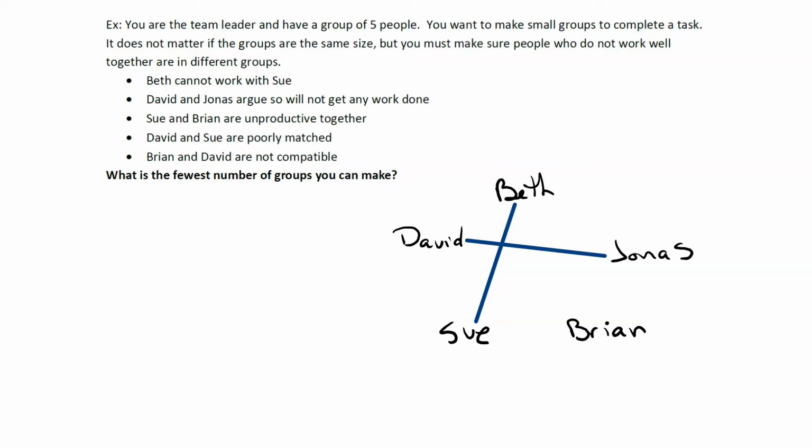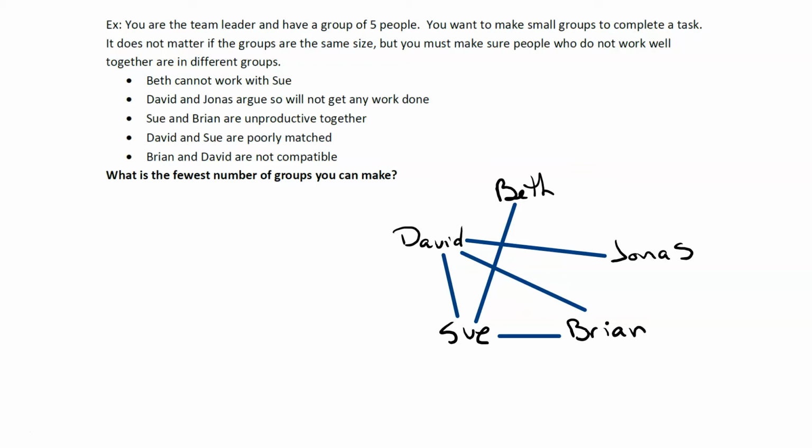Sue and Brian are incompatible. David and Sue also can't work together. And finally, Brian and David can't work together. This gives us our graph of incompatibilities. Now we need to follow the process to find the chromatic number.